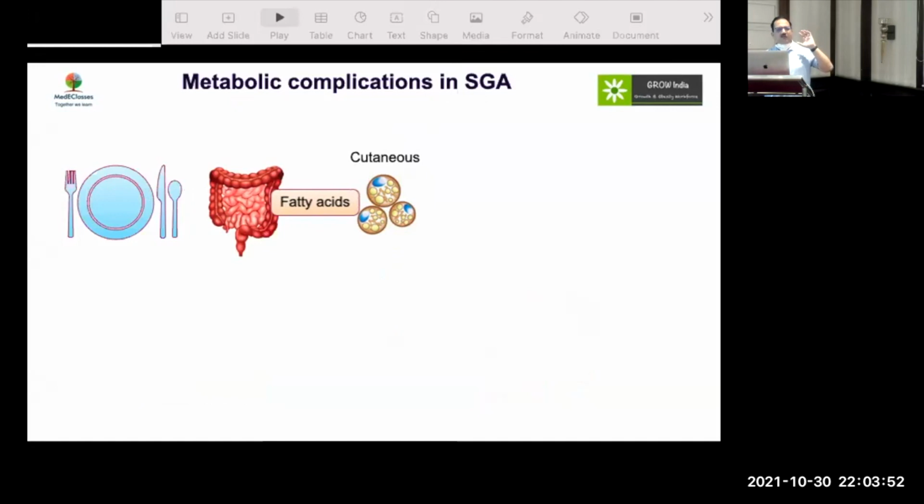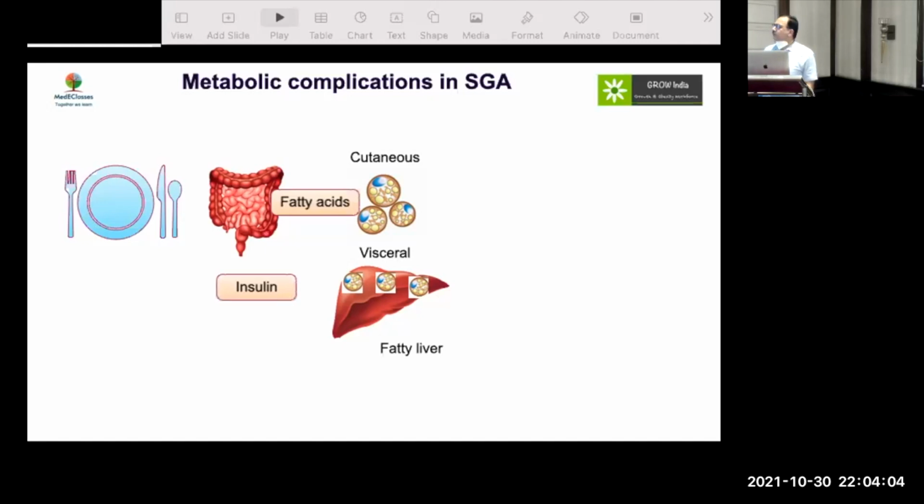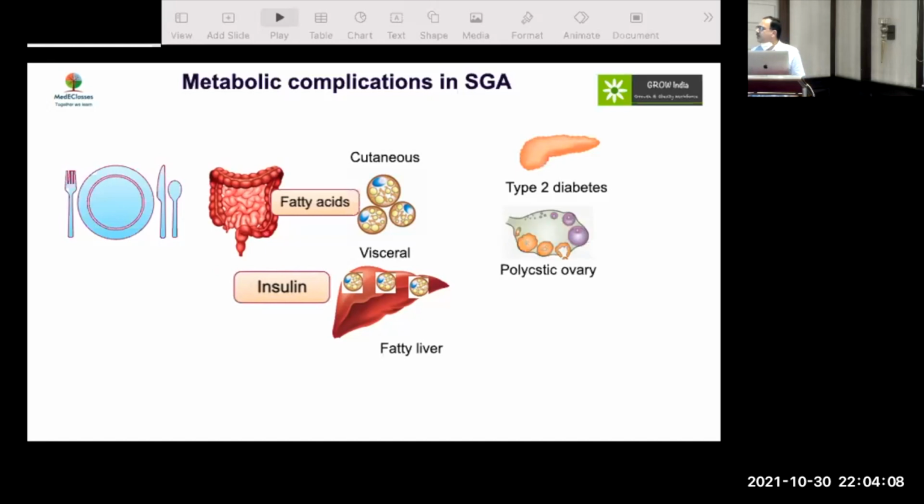You either have subcutaneous fat or visceral fat. So if your fat exceeds, it goes to the liver, the pancreas, the kidney, other places as well. And that causes insulin resistance and all the complications. It will cause fatty liver, insulin resistance, you will develop diabetes, PCOS, hypertension, everything. So essentially, the problem with obesity is that you have more fat than you can store.